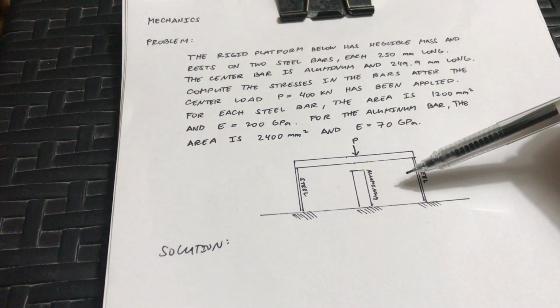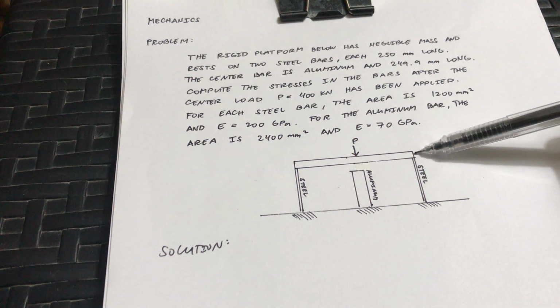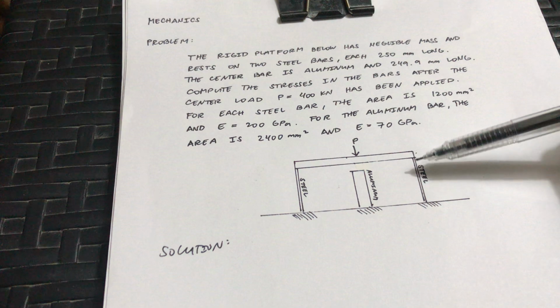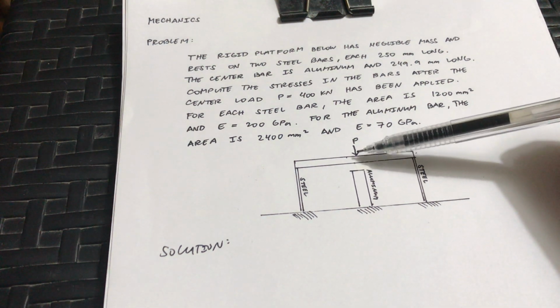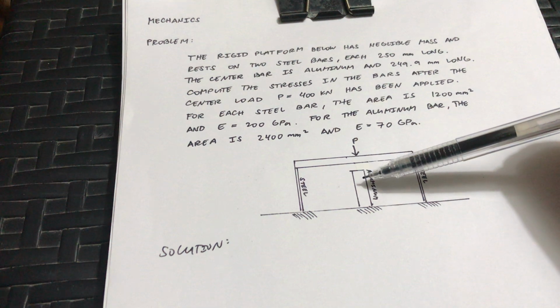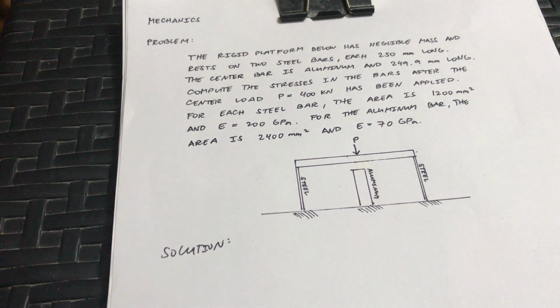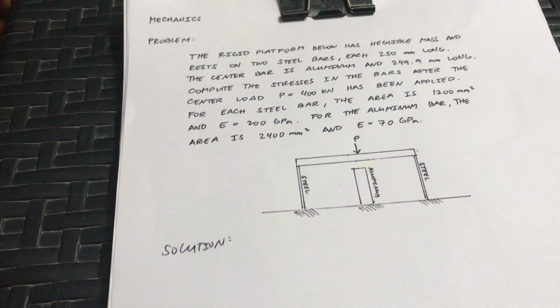Now this is where the deformation will occur. The steel will deform, so if the steel will deform, the platform will go down. Once it goes down, the platform will now be able to touch the aluminum. And when it touches the aluminum, it will now create stress for the aluminum.